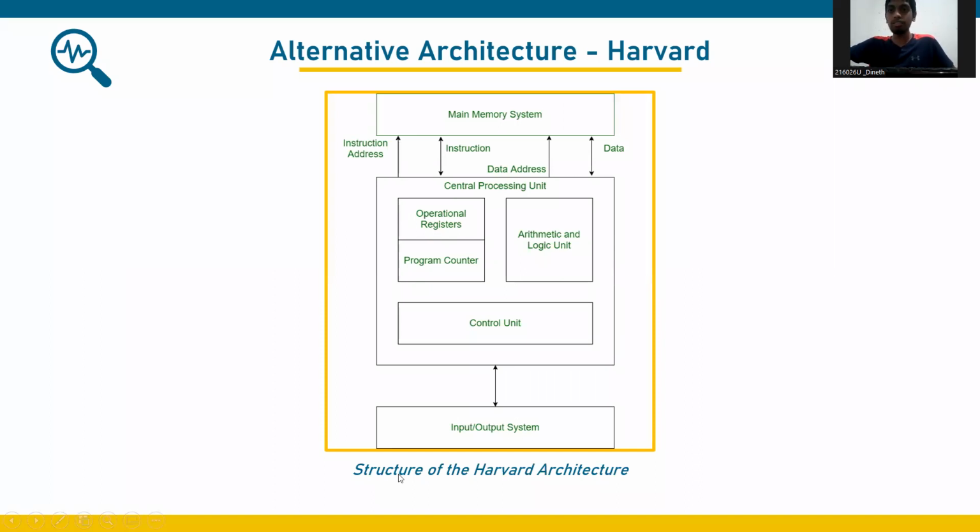Here is the structure of Harvard architecture. These are the components of Harvard architecture. First one is the main memory system. Second one is optional registers, program counters, arithmetic and logic unit, control unit, and input-output system. So, thank you. The rest of our presentation will be continued by Yuresh.